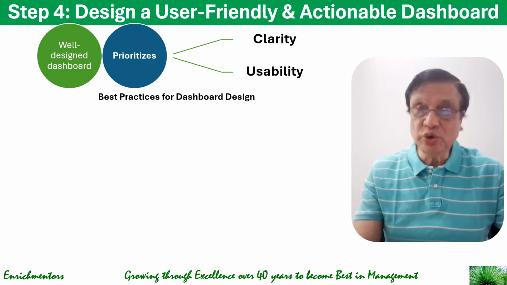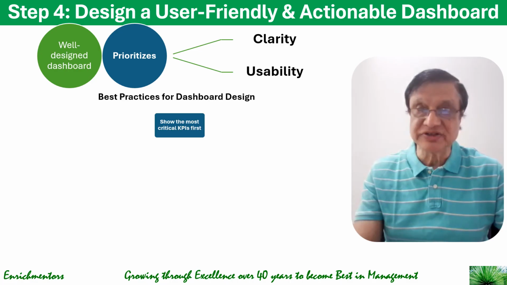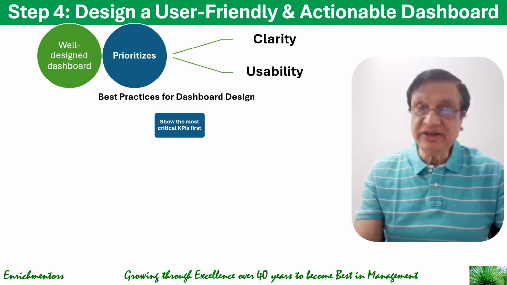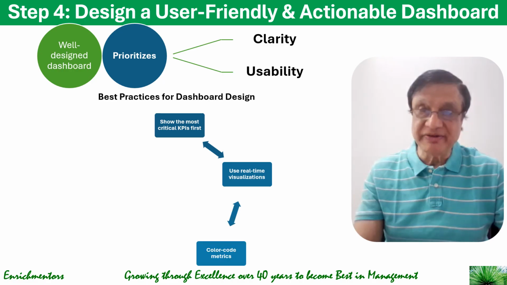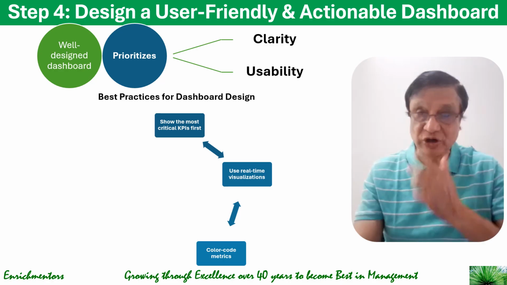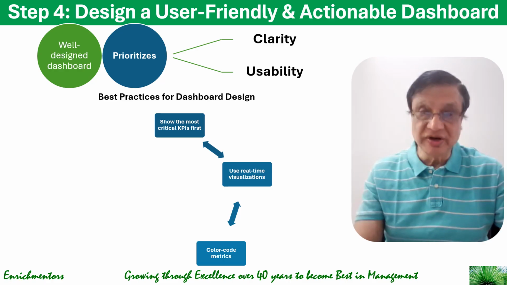So first, you need to show the most critical KPI first, right? And for that, you need to use a clean and hierarchical layout, right? Then the second thing would be to use real-time visualizations using line charts, bar graphs, and maps. You will need to color code the metrics. Green meaning good, red meaning alert, yellow could be warning. Or whatever you want to choose, but a more commonly used color like red cannot be good, right?